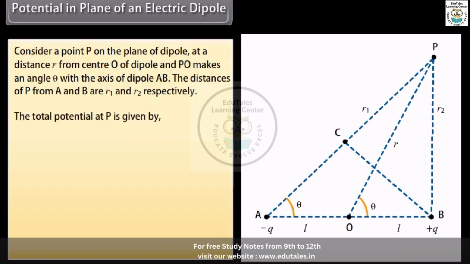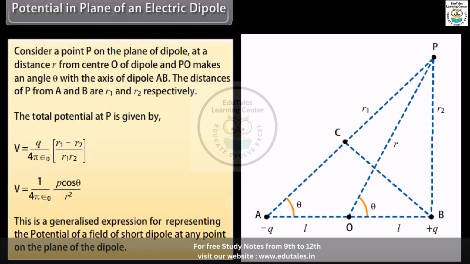The total potential at P is given by V equals Q upon 4 pi epsilon naught multiplied by (R1 minus R2) upon R1 R2, which is equal to 1 upon 4 pi epsilon naught multiplied by p cos theta upon r square. This is a generalized expression for representing the potential of a field of short dipole at any point on the plane of the dipole.